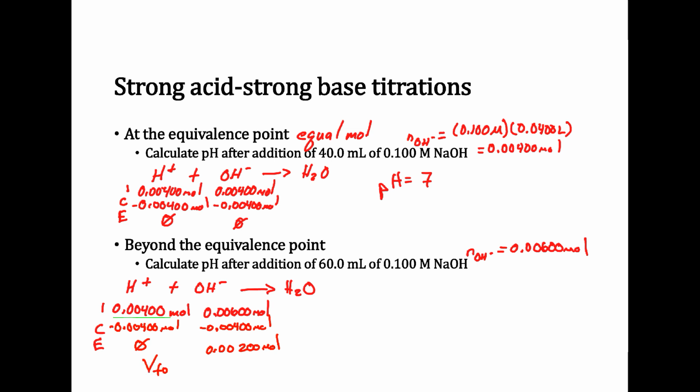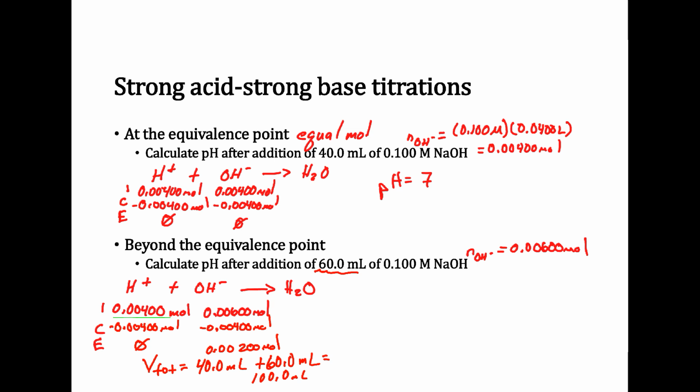So the total volume, well, we have 40 milliliters of HCl initially present, plus now we've added 60 milliliters of hydroxide. Make sure you aren't double adding the hydroxide as we're going. So we have a total volume of 100.0 milliliters.